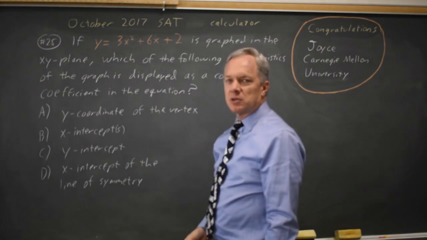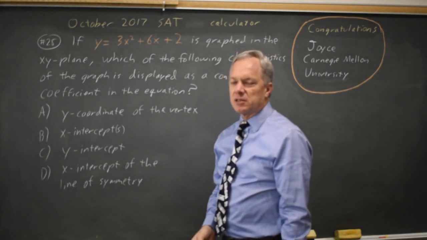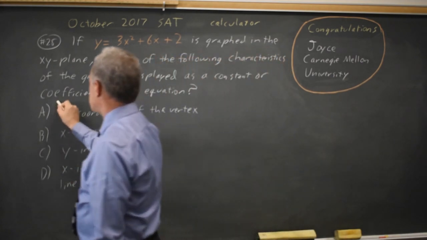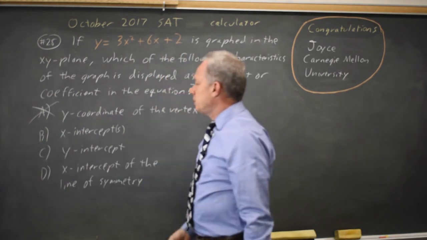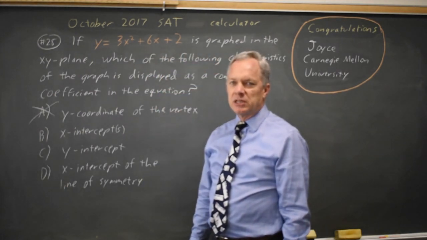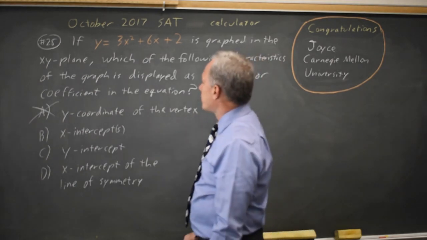Choice A is the y-coordinate of the vertex. You would see the y-coordinate of the vertex if you had the equation in vertex form, but this is not vertex form, so choice A is not correct. Choice B, the x-intercept or x-intercepts, you would see those if you had the equation in factored form, but this is not factored.